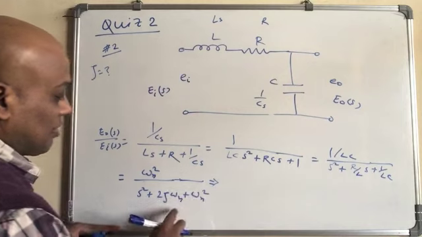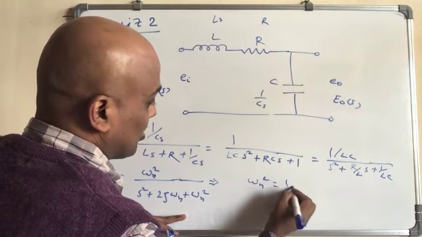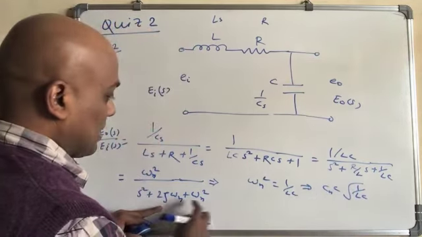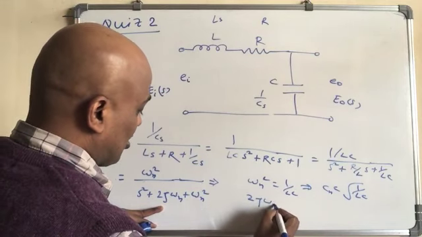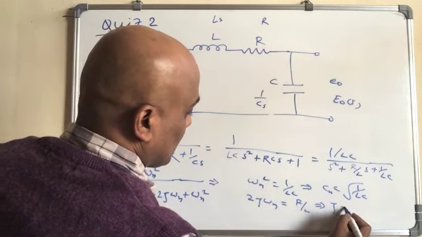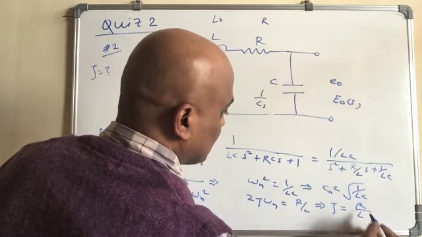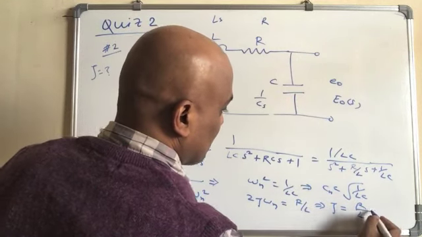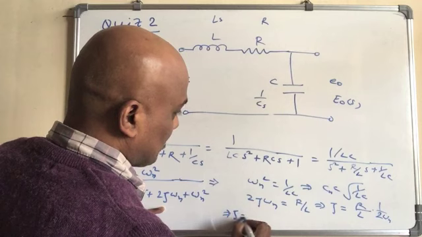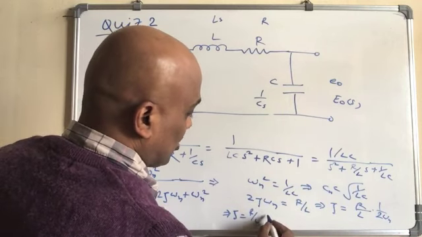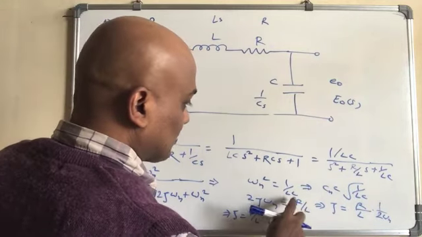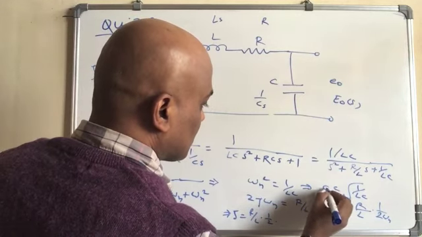So from here, what do we get? We get omega n square equal to 1 over L C. That tells us omega n equal to root of 1 over L C. And this tells 2 zeta omega n is equal to R over L. And this tells zeta equal to R over L, and then divided by 2 omega n, right? So zeta equals R over L, times 1 over 2, times 1 over omega n, so this is omega n.